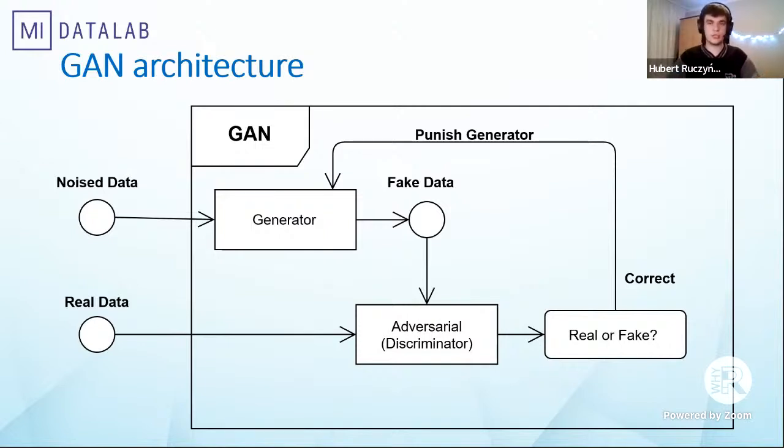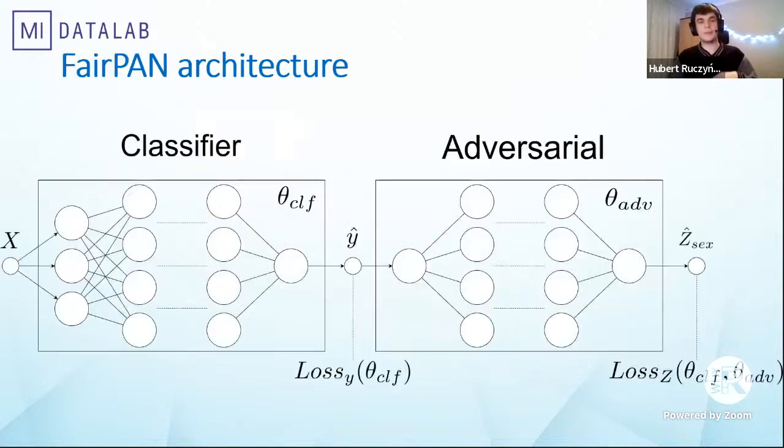The generator is punished whenever the adversarial makes the correct prediction. After this zero-sum game, the generator eventually learns how to make indistinguishable predictions, and the adversary's accuracy drops down to 50% when a model cannot distinguish the two classes, which indicates that generated fake data is almost the same as the real one. Well, now, as we finally know what fairness and GANs are, I can tell you more about FairPAN.